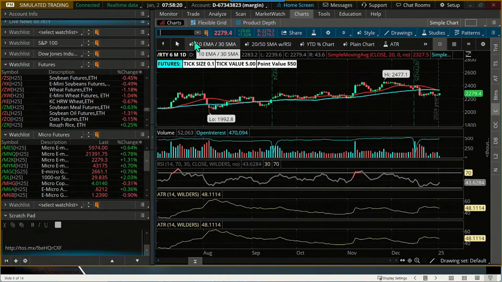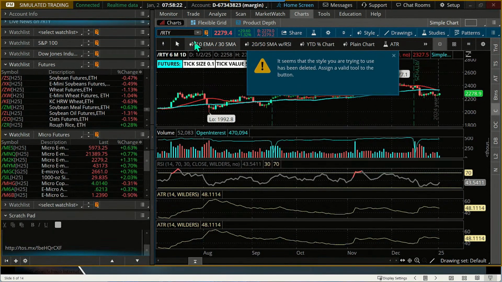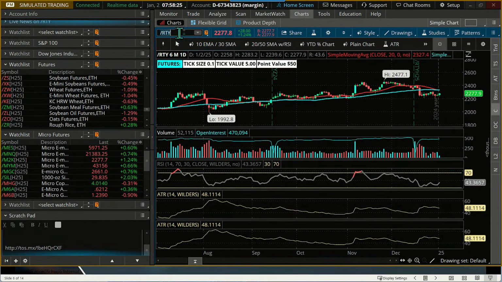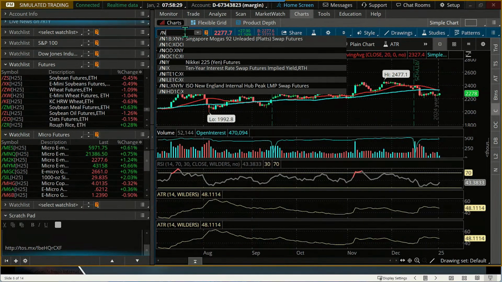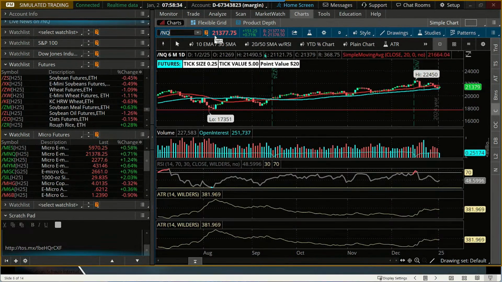But let me do this. One common one that is used is for gas. So I'm going to go to NQ, and let's just look at this. The tick value and the tick size. This one just happens to have the same tick size that we were looking at earlier on that ES contract, but they're not always going to be that way.